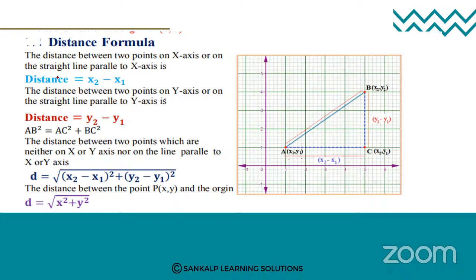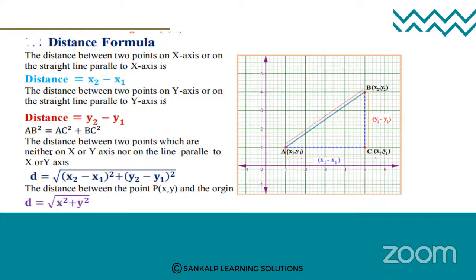Okay. The distance between 2 points on x-axis or straight line parallel to x-axis is x2 minus x1. And the distance between 2 points on y-axis or on straight line parallel to y-axis is y2 minus y1.